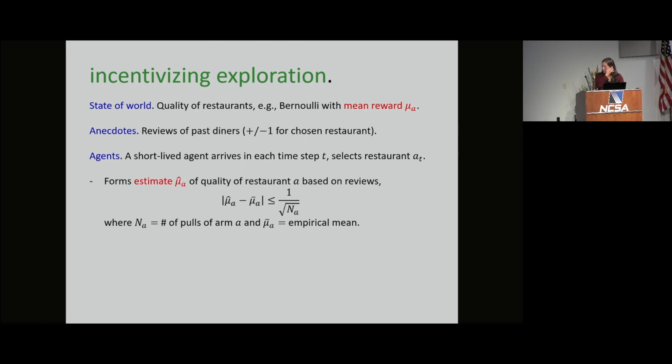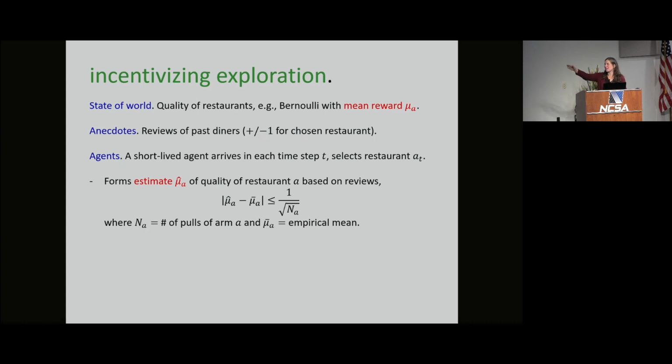And in keeping with this idea that agents are sort of naively averaging anecdotes to take actions, I'm going to assume that the way they do that is they look at the empirical mean of the anecdotes that they see, and then they form some estimate, and I'll allow them to do some Bayesian updating if you like Bayesian agents or whatever.